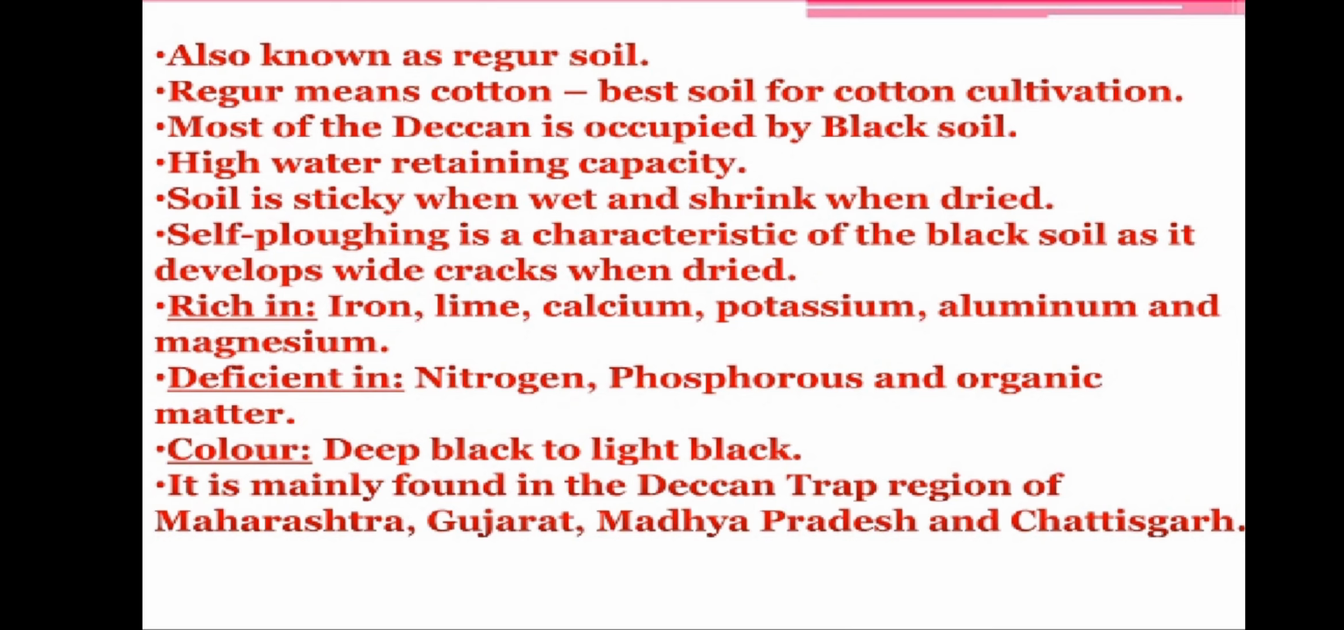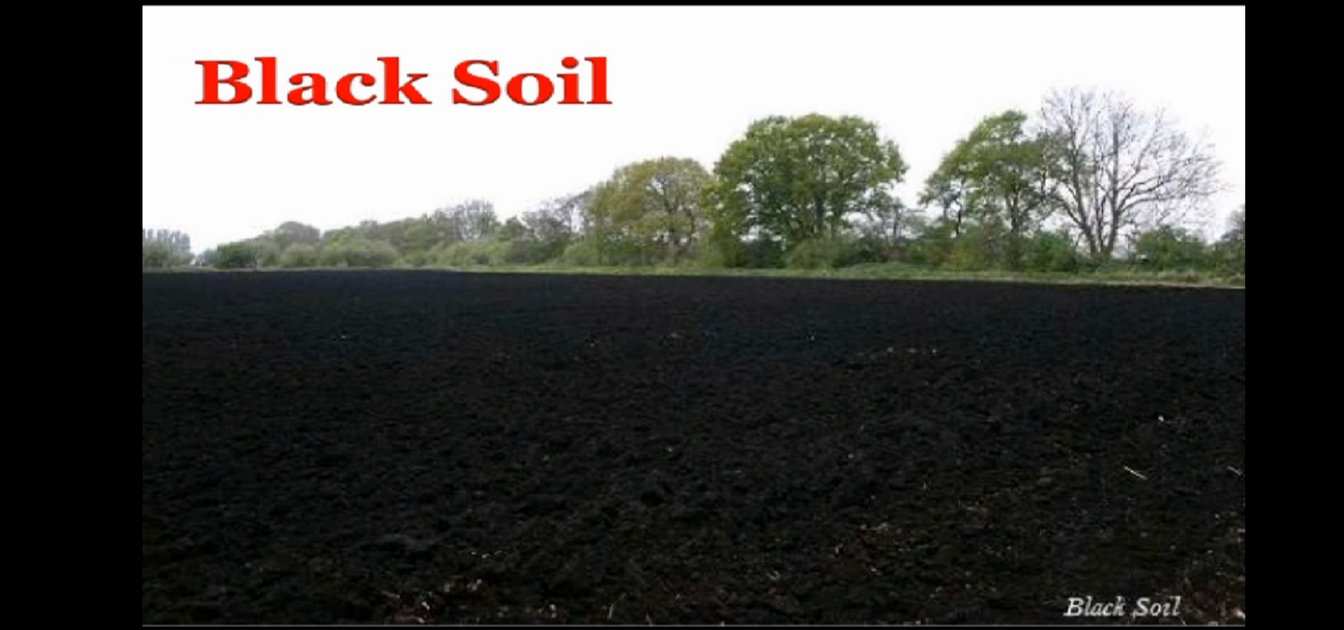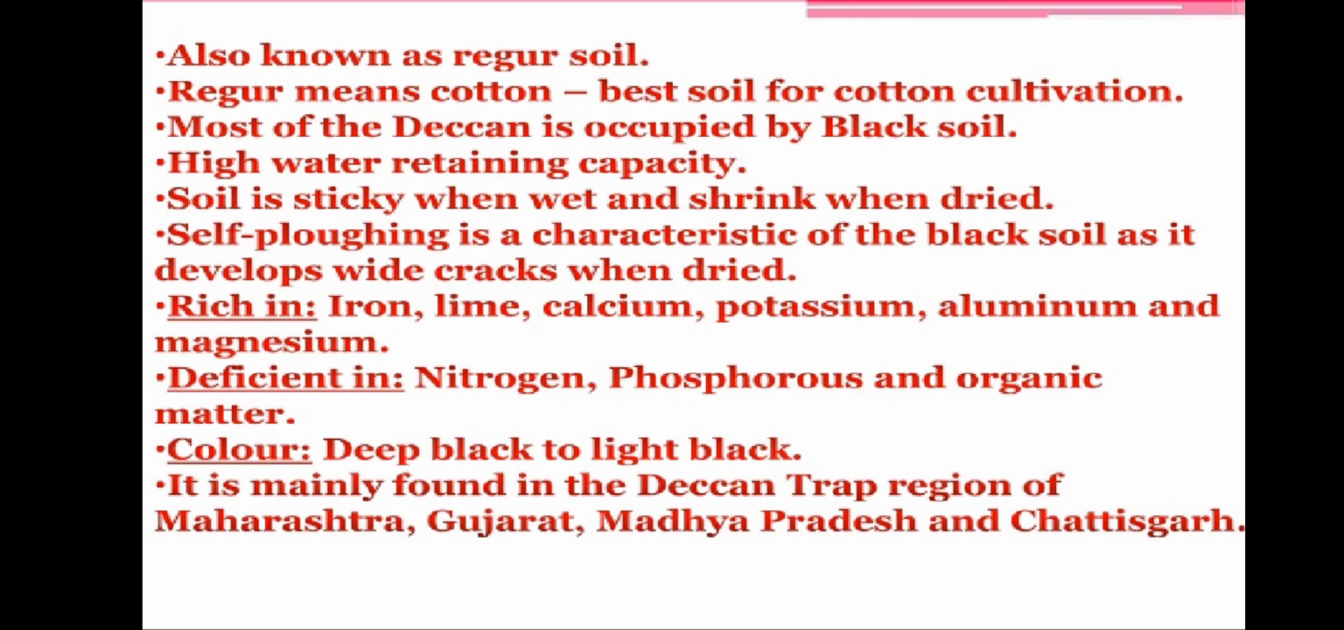Now, if I talk about regur soil, it is rich in iron, lime, calcium, potassium, aluminium and magnesium. But they are deficient, that means they lack nitrogen, phosphorus and organic matter. And what is their color? Deep black to light black. As I told you, it is found in Deccan Trap region, mainly in Maharashtra, Gujarat, parts of Madhya Pradesh and Chhattisgarh.